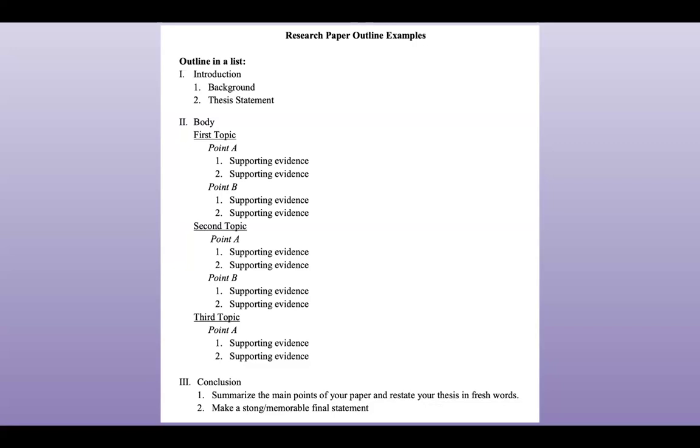So at the bare minimum, you want to at least have your topics laid out for each body paragraph, and a few ideas about what the supporting evidence would be. And then, of course, you'll need a conclusion. And that's where you're going to summarize the main points of your paper and restate your thesis statement, and then make that strong, memorable final statement. Okay, so definitely have this in place before tackling the first draft.